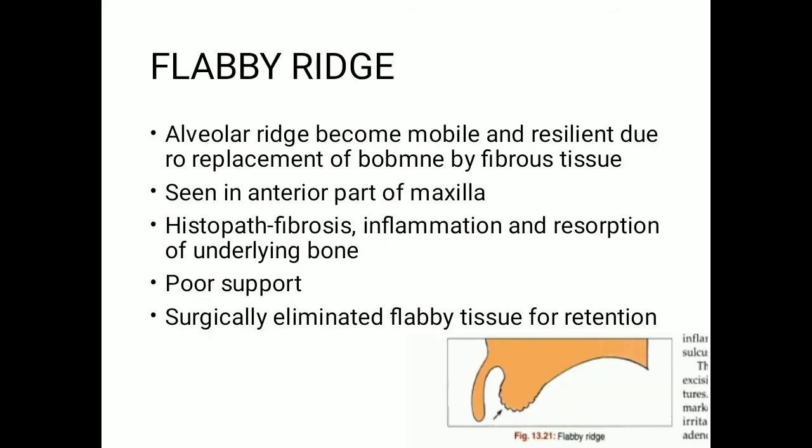The next direct sequela of wearing complete denture is flabby ridge. Here in flabby ridge, the alveolar ridge becomes mobile and resilient due to replacement of bone by fibrous tissue. It is mainly seen in the anterior part of the maxilla. Histopathology shows fibrosis, inflammation, and resorption of bone. The flabby tissue is surgically eliminated for retention purposes. The important points to remember are anterior part of maxilla, fibrosis, poor support, and surgical measures.